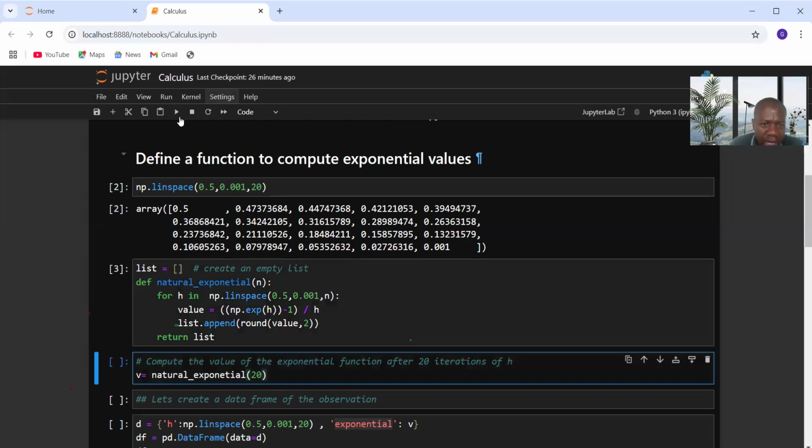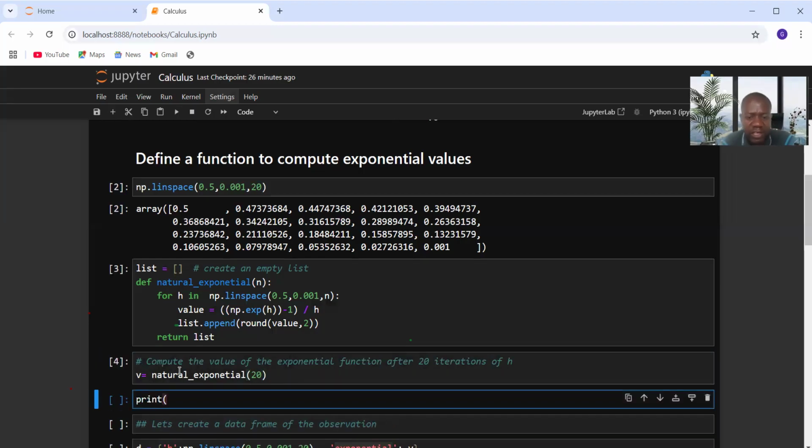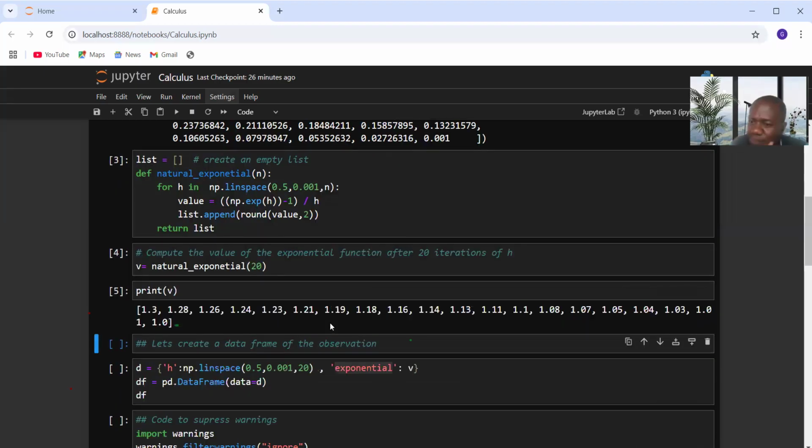Let's now give the values of the exponential function. Let me just print these values, print v, just to observe here. You see that it says that when h is 0.5, the exponential value gives us 1.3. Just like that, up until 0.01. So this is what we got here.